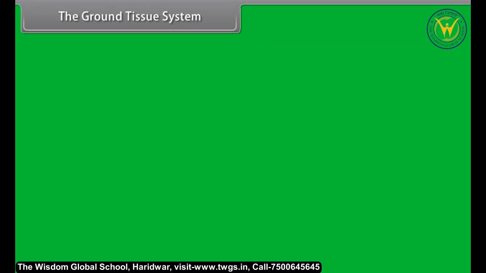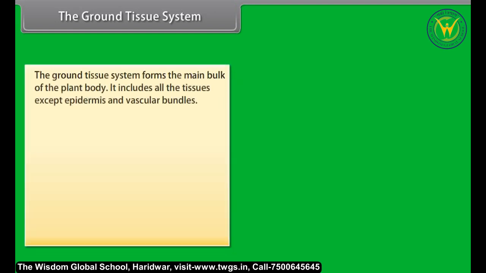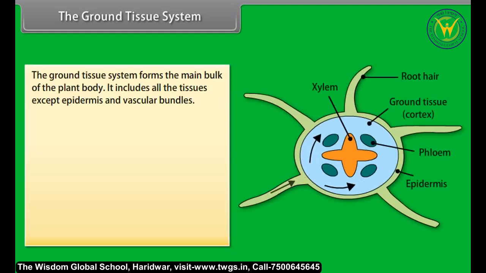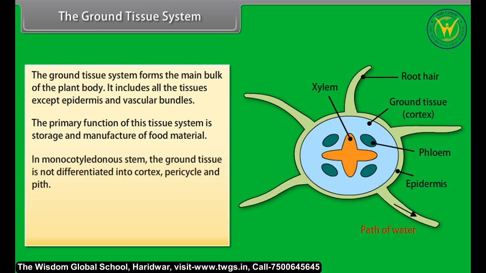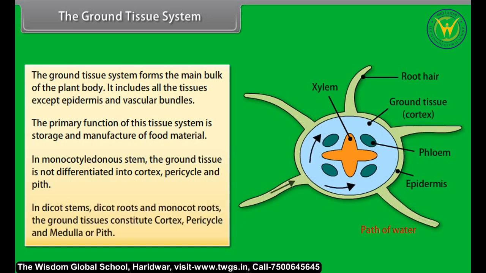The ground tissue system. The ground tissue system forms the main bulk of the plant body. It includes all the tissues except epidermis and vascular bundles. The primary function of this tissue system is storage and manufacture of food material. In monocotyledonous stem, the ground tissue is not differentiated into cortex, pericycle and pith. In dicot stems, dicot roots and monocot roots, the ground tissue constitutes cortex, pericycle and medulla or pith.